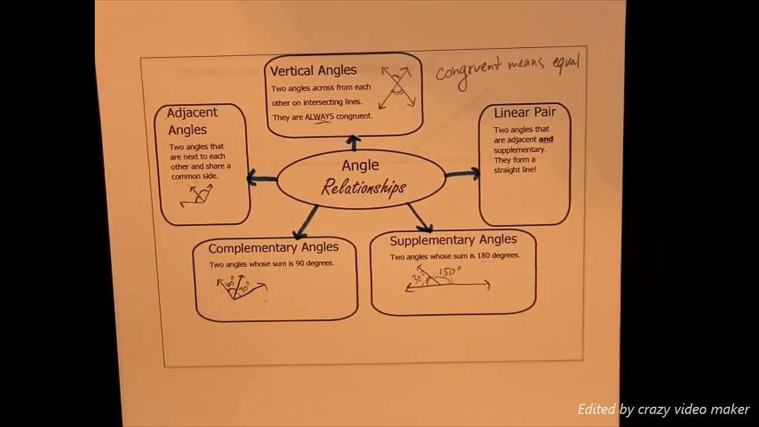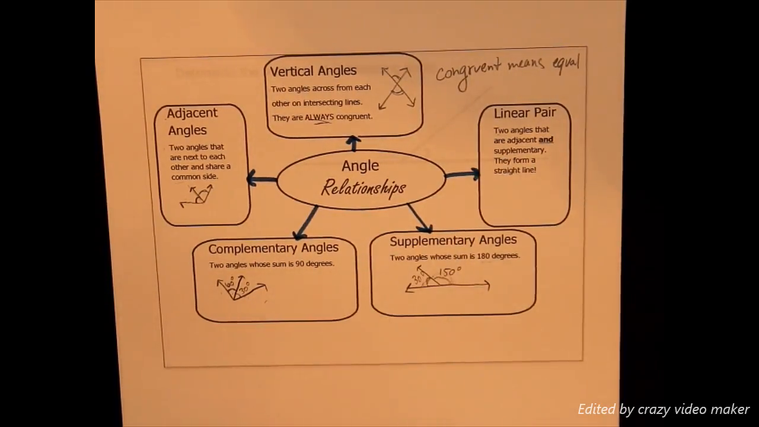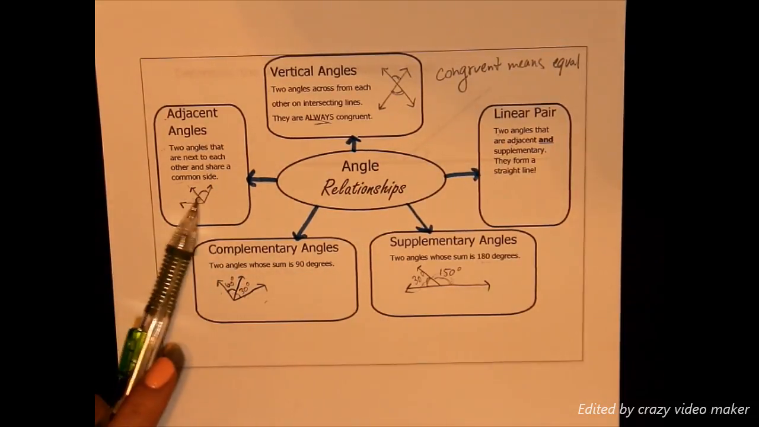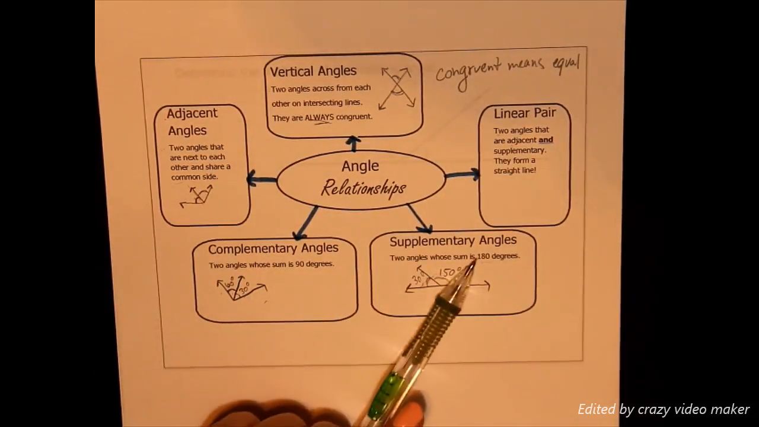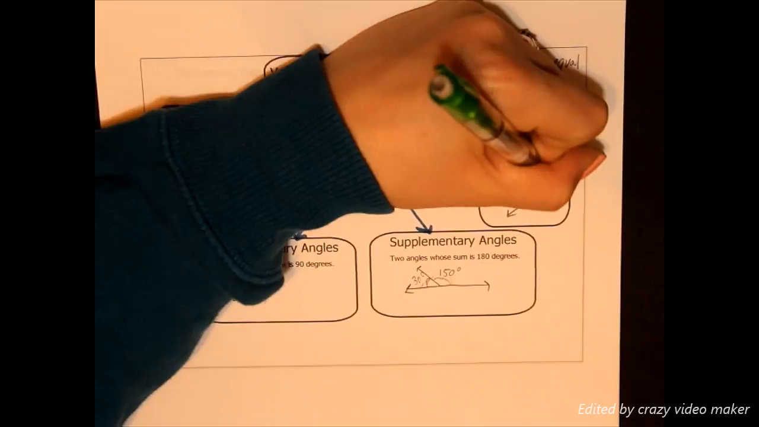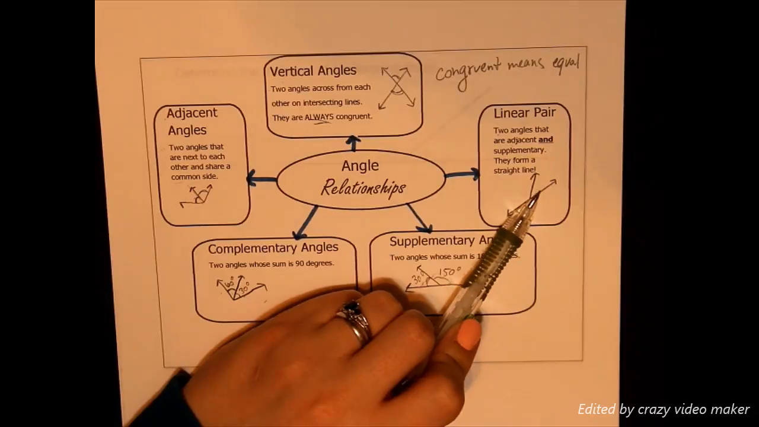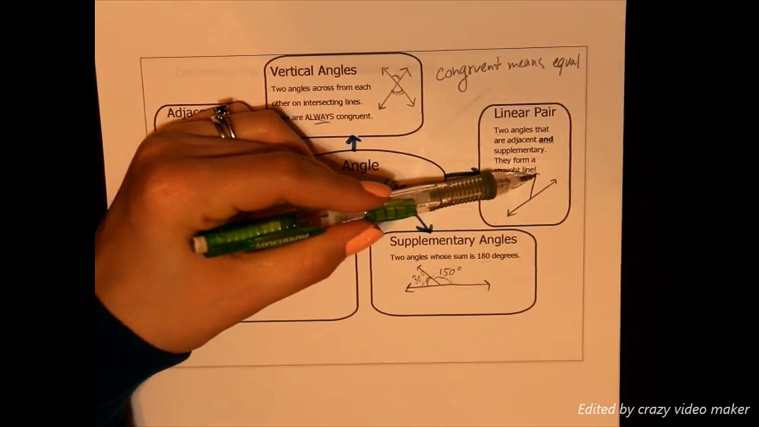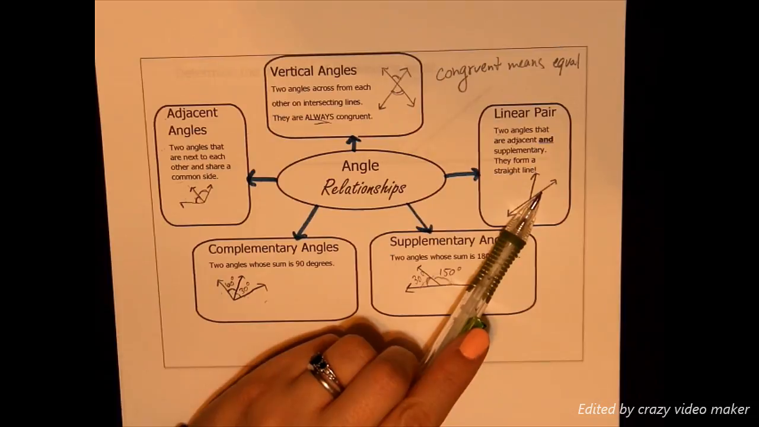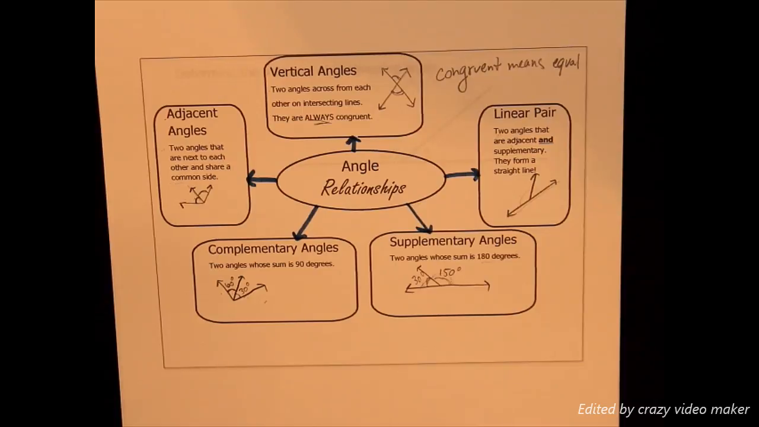And then you have a linear pair. That's our last relationship. A linear pair is 2 angles that are adjacent and supplementary. So they form a straight line. Adjacent, again, means they're right next to each other. And supplementary means they add up to 180 degrees. So a linear pair could look like this. You have the 2 angles, they are adjacent to each other because they share this side in the middle. And if you add them together, 1 and 2, they make a straight line there. So that's a linear pair.